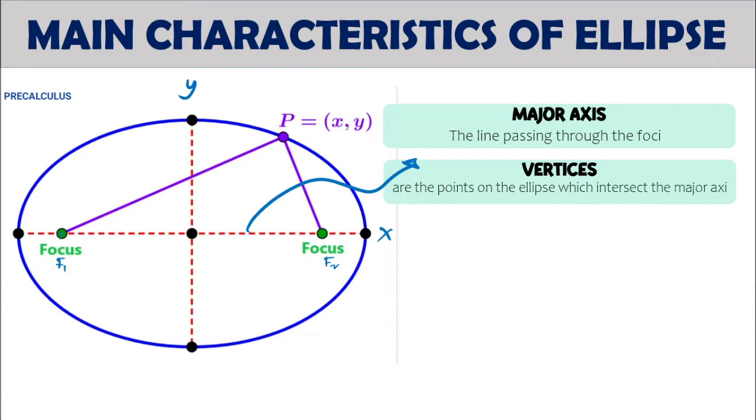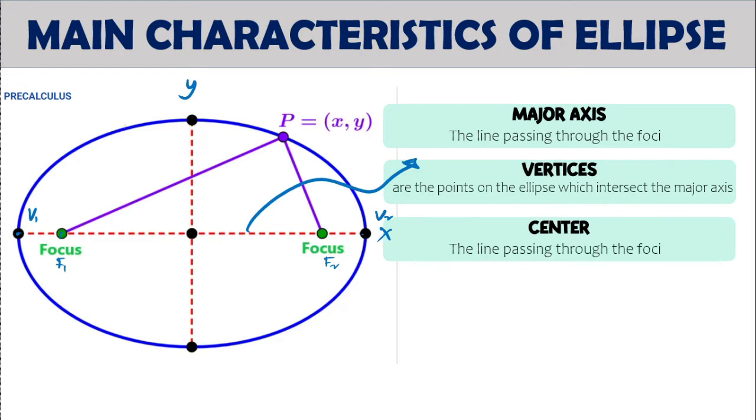Vertices naman are the points on the ellipse which intersect the major axis. So ito din, this is the major axis. So syempre yung vertices nandun sa ellipse. Okay? So ito siya. So wala siya dito. Wala siya dito sa line. Nandun siya sa curve. So ang tawag naman nito is vertices. And most ang notation niya is V sub 1 and V sub 2. Ibig sabihin vertex 1 and vertex 2.